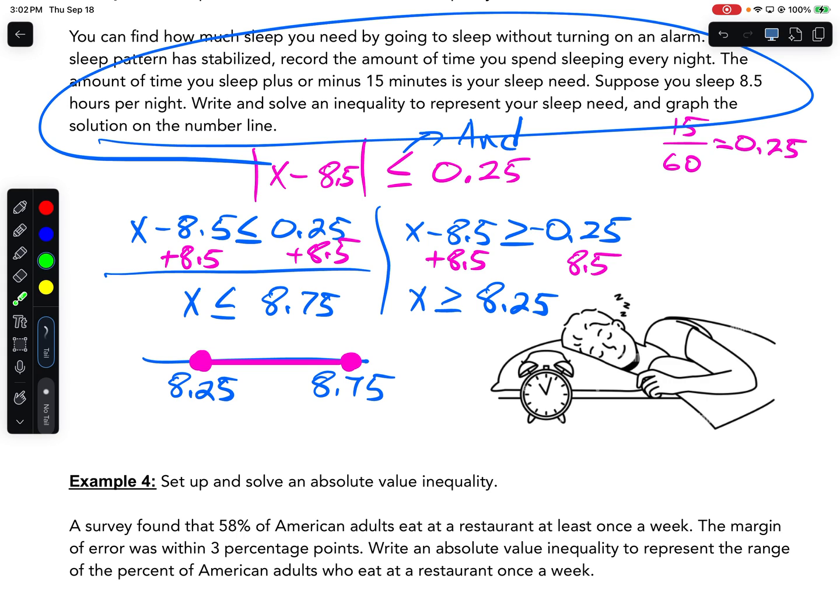So you don't have to write interval notation. The question does not say. It says just write it on a number line, so you're good.